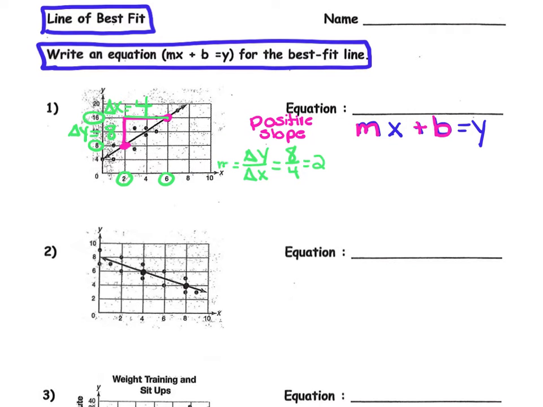That's our m value. M equals 2x. Now let's take a look at our y-intercept. We can see that our intercept is a positive 4. So the line of best fit for this particular scatter plot would be 2x plus 4 equals y. Let's take a look at number 2.